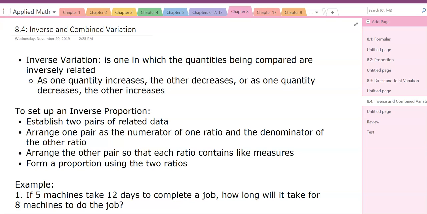So in order to set up an inverse proportion, you're still going to have to figure out what your data is. So what are the two things that you're trying to compare? Is it money and time, or time and attendance somewhere, something like that. Figure out how you want to set it up, and you're going to have to arrange the other pairs so that each ratio contains like measures, and then form that proportion and cross multiply like you did in the previous sections. So let's take a look at some examples here.